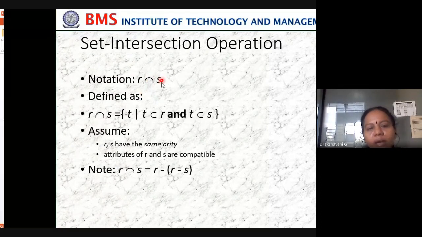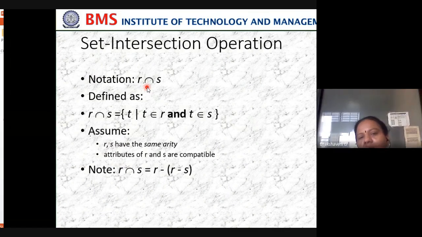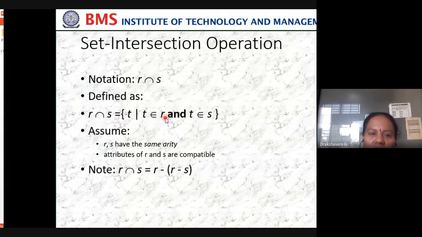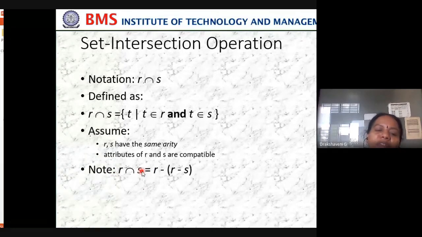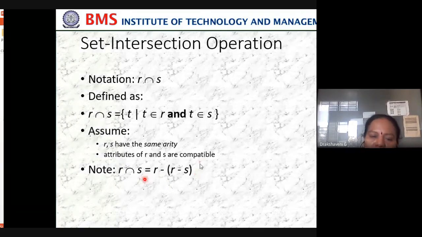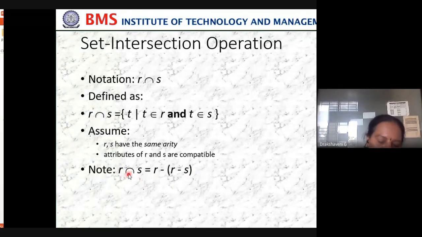You would have studied in your maths that intersection means common, the values present in both the sets. So R intersection S should be those rows, those tuples t, which are present in R as well as in S. Then we call it R intersection S. One more way of writing intersection is R minus (R minus S). So either we can write it like this or we can just say R intersection S.